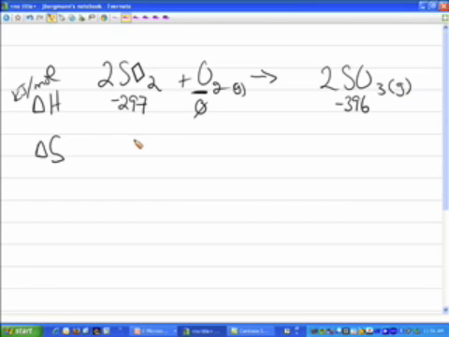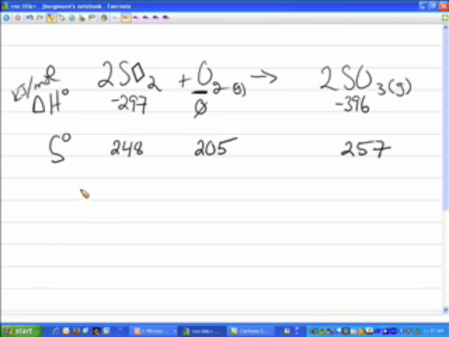Now delta S. Actually, it's S0, not delta S, and H0 too. Now, an important point: the oxygen is not 0 for entropy. SO2 is 248 joules per kelvin mole, don't forget. Oxygen, we actually can look that one up because S is different. It's 205. And SO3 is 257. So we want to do products minus reactants.